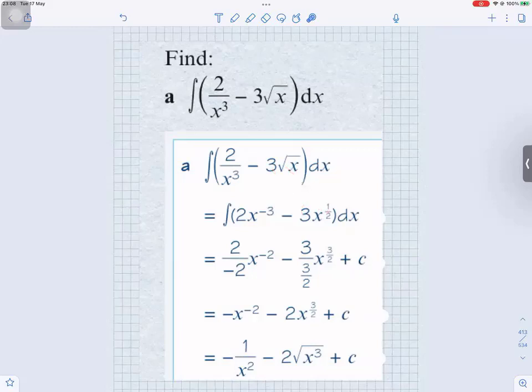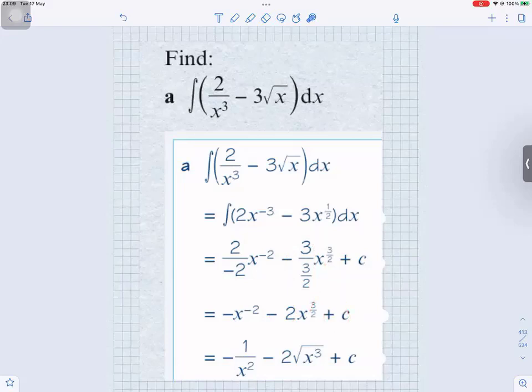Now you can integrate. Add 1 to the power, minus 3 plus 1 gives you minus 2, and you divide by the minus 2. Half plus 1, it gives you 3 over 2, and you divide by 3 over 2. Plus the constant of integration. Now you simplify. 2 divided by minus 2 is minus 1. Minus 1. We don't write the 1. And then there's x to the minus 2. Minus 3 divided by 3 over 2, it gives you minus 2. And then x to the 3 over 2 plus c.